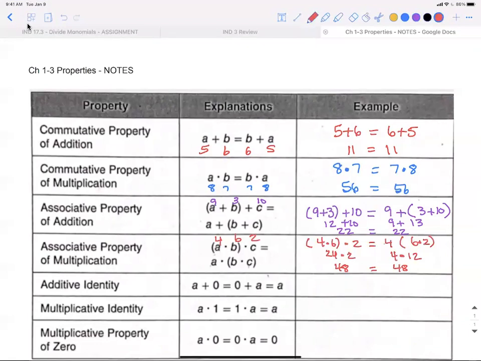Okay, so for this one, all we need is a value for A. Somebody that hasn't talked yet, give me a value for A. Yes, sir. 3. All right, so everywhere we see an A, we're going to stick a 3, and then let's check it. So we're going to write 3 plus 0 equals 0 plus 3 should equal 3.